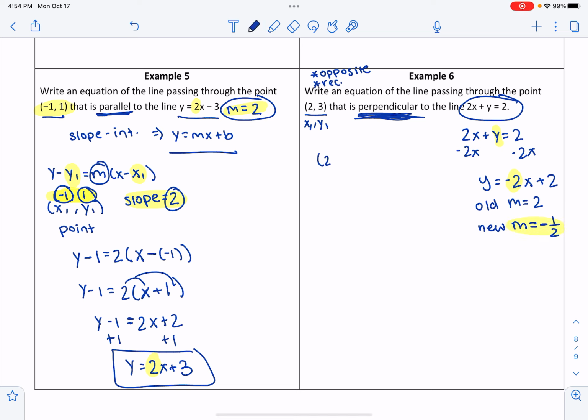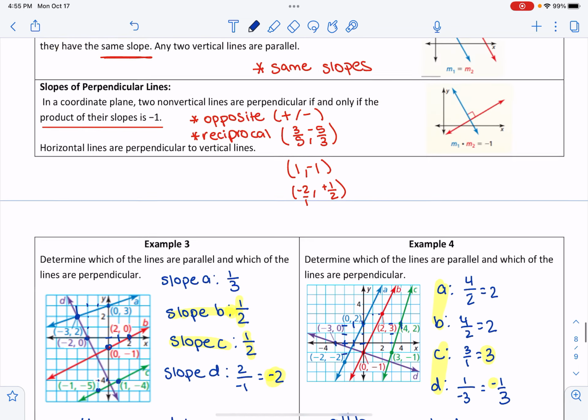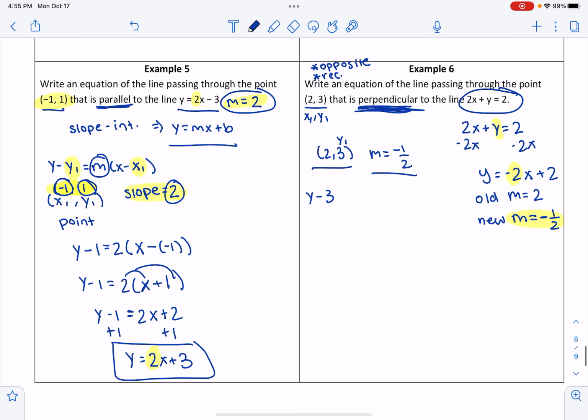So we have the point 2, 3, and our slope. Our job is to write an equation of the line using these two pieces of information. Well, y minus y1, so y minus 3 equals m, x minus x1, x minus 2.